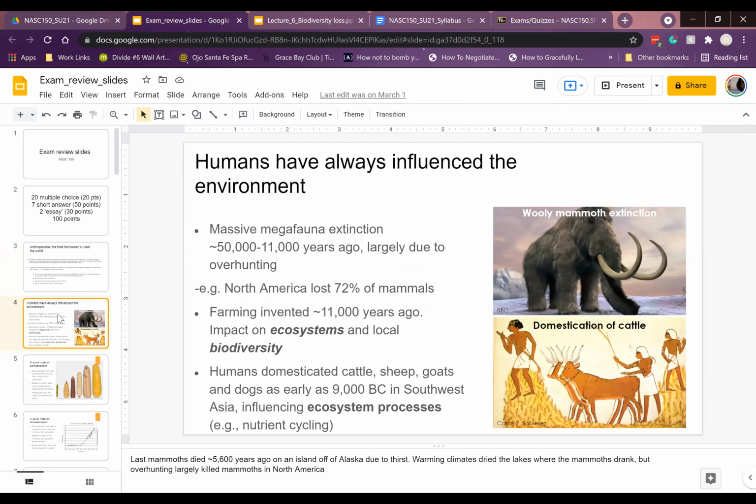Now, we see records of this throughout history. We see massive extinction events, including loss of 72% of all mammals on the continent of North America. And we saw this really come to fruition with the advent of 2 key industrial applications. The first is agriculture, and that was about 11,000 years ago or so. As we saw in today's class, land use change for agriculture is kind of a big deal. That was the first one, right? Agriculture. The agricultural revolution way back in the day, that led to domestication.